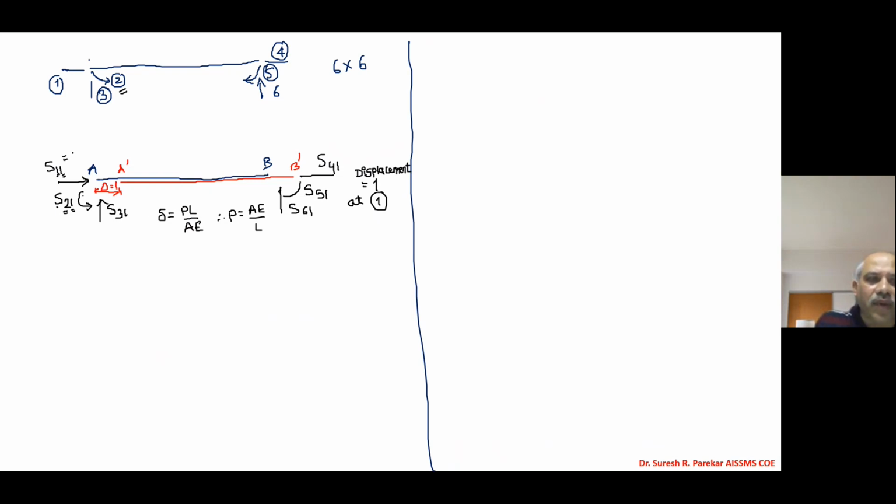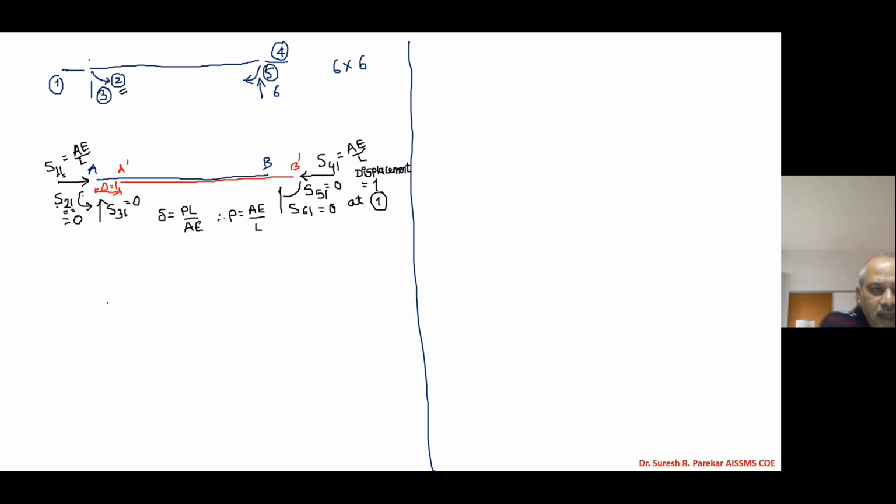Now what is the value of S11? We have AE by L. What will be S21? It is 0 because no moment will be developed. We have axial force. No vertical force will be developed because we have axial force. But for S41 we have summation Fx equal to 0, and we will get this value in the opposite direction, AE by L. Now S51, no moment will be developed, no force will be developed. And we have only two values, S11 and S41.